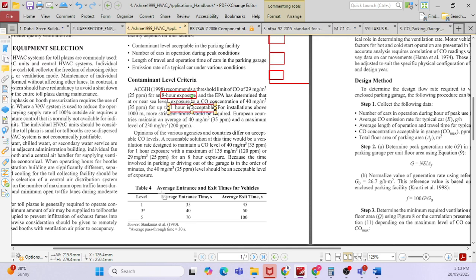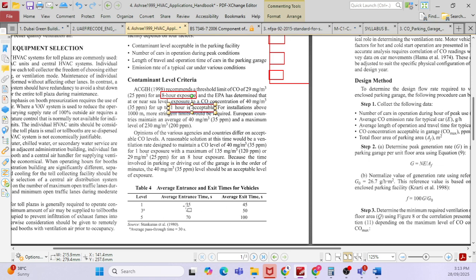You can also see the average entrance and exit time for vehicles. If one vehicle comes into the space, it takes 35 seconds on average to reach the car parking bay. It doesn't mean that we are calculating exactly, but this is as per code, as per average. The average exit time, when somebody tries to take the vehicle out, will take around 45 seconds. You have a level 1 criteria, level 3 criteria, level 5 criteria, depending upon the application of the project.